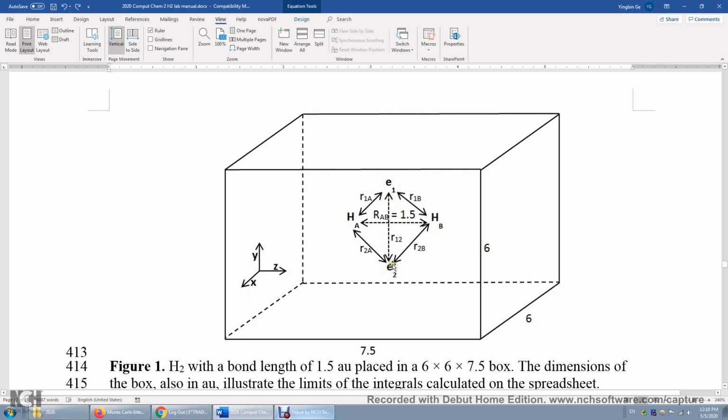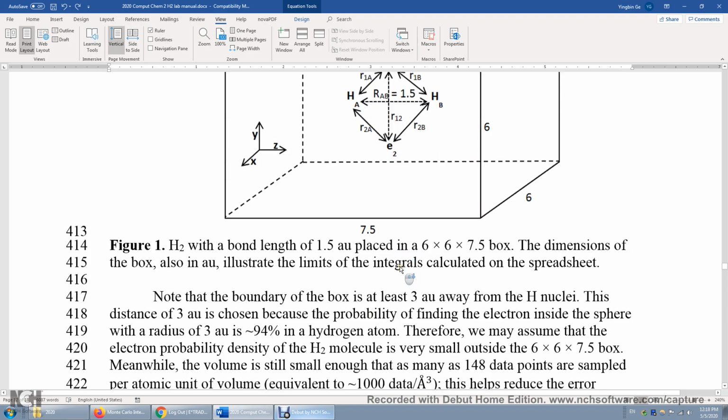But electrons are waves, so this r12 may change. It can be anywhere. So that's why we randomly put these 2 electrons, maybe here and here, or maybe here and here, or here and here. We do that 40,000 times.